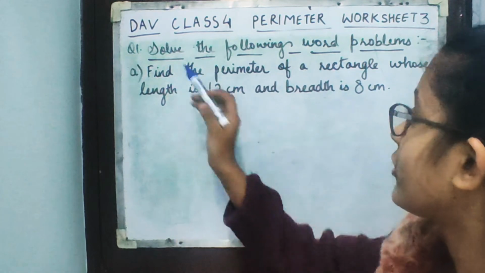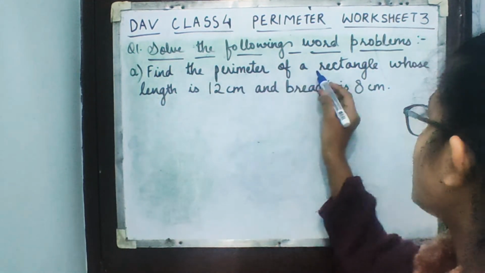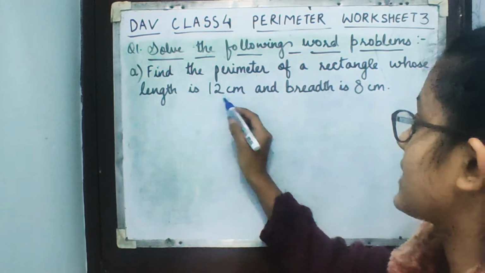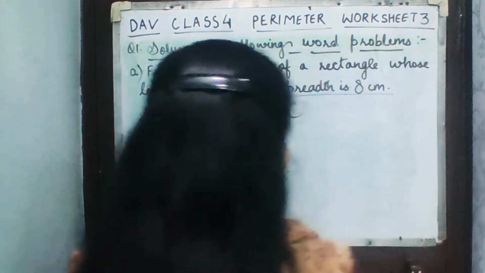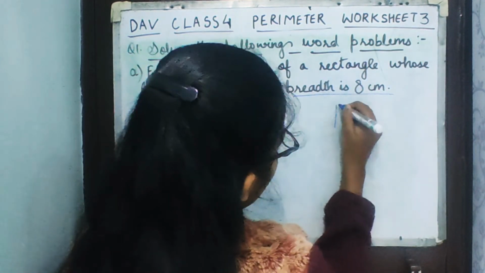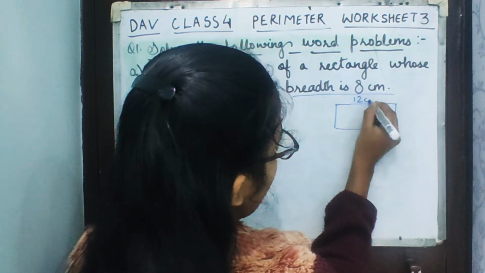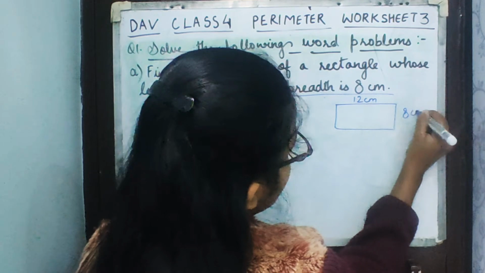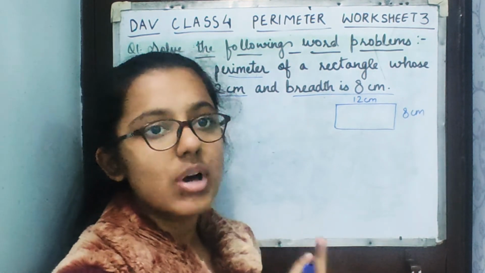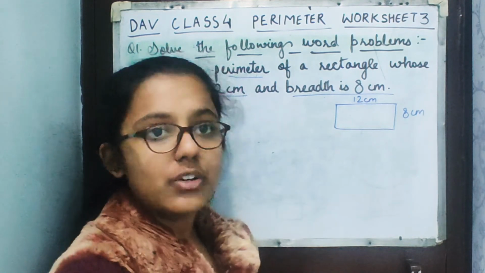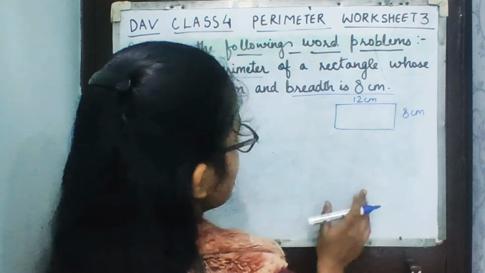Our question 1 is: solve the following word problems. In that, A part: find the perimeter of a rectangle whose length is 12 centimeter and breadth is 8 centimeter. So we have to find the perimeter of a rectangle whose length is 12 and breadth is 8 centimeter. I have already explained this in the explanation video, so those who haven't watched the explanation video can go there and watch that first. Now let's start with finding the perimeter.